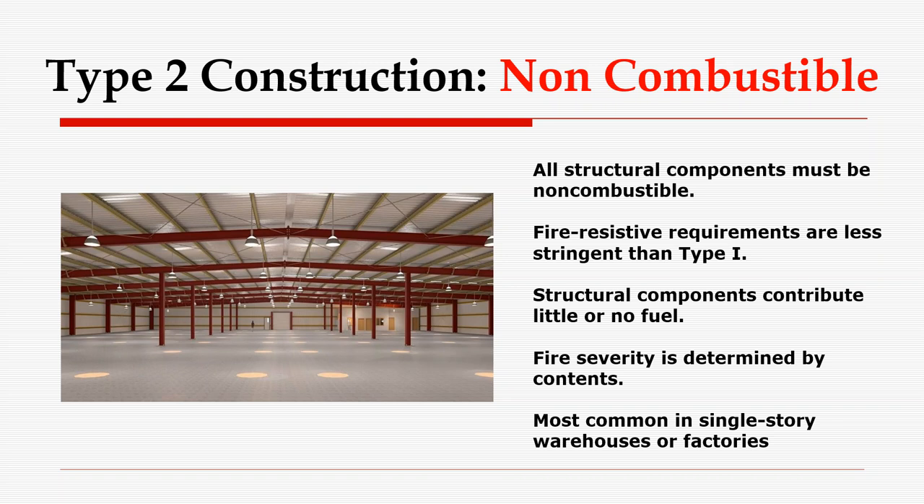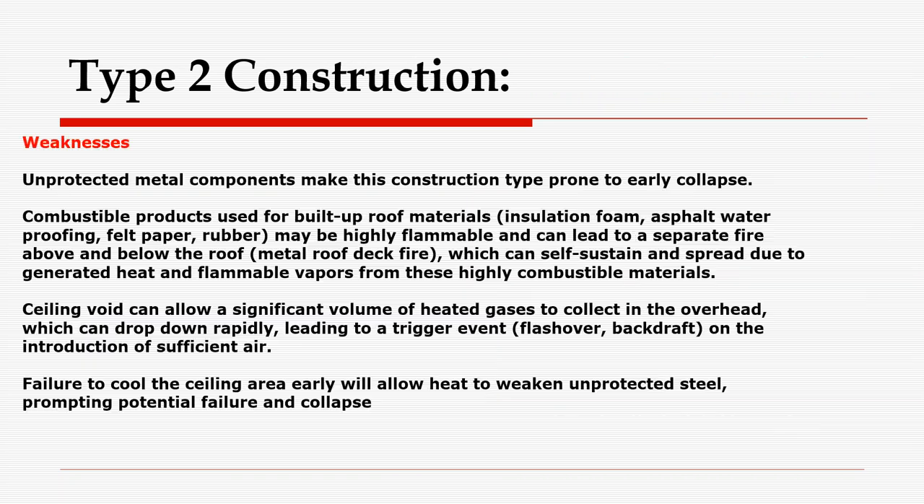I've seen some textbooks classify the difference between type 1 and type 2. What they mention in those textbooks are, hey, if the structural components don't have fireproofing, then it's a type 2. If it has fireproofing, it's type 1. And although that is somewhat true, it is not always the only indicator of a type 1 or type 2 difference in construction. Weaknesses. Unprotected metal components make this construction type prone to early collapse. And we talked about the fire that we had, where I talked about the metal expanding because of heat and pushing the walls out and away, causing a potential collapse.